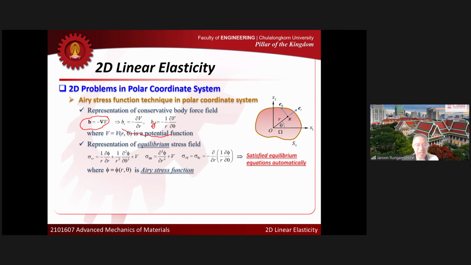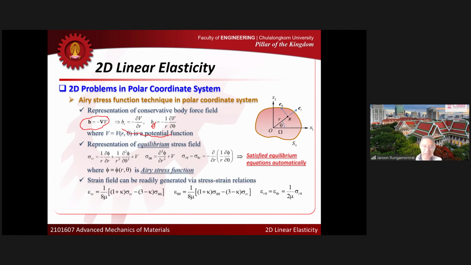And phi here is the Airy stress function, defined in the r, theta system as a function of r and theta instead of x1 and x2. So we have the same kind of representation, except that the details of the derivatives may be different because of the coordinate system that we use here. The strain field can be generated easily. This is the strain field that we can get.